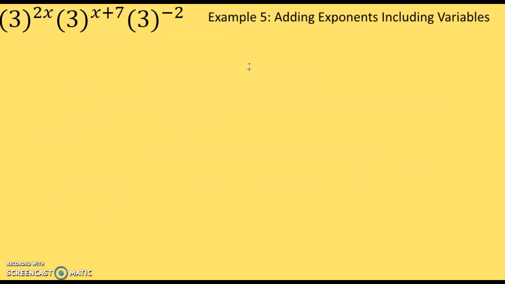Let's do one more example. Example 5. Adding exponents including variables. 3 to the 2x power times 3 to the x plus 7 power times 3 to the negative 2 power. So these all three have the same base, and so we're going to use the product of powers property to combine all of the exponents together. So let's go ahead and write that out.